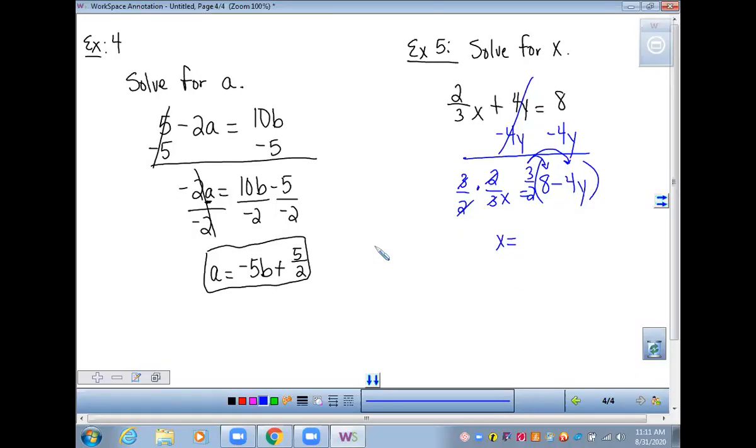For the 3/2 times the 8, you can think of this as 8/1, and you multiply straight across when you're multiplying fractions. What's 3 times 8? 24. And 2 times 1. And 24 divided by 2: 12. So this is going to be 12.